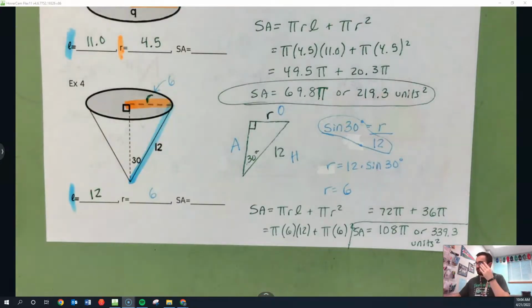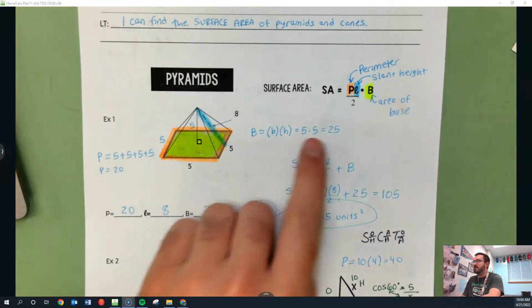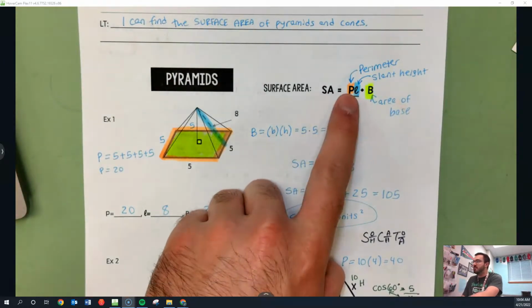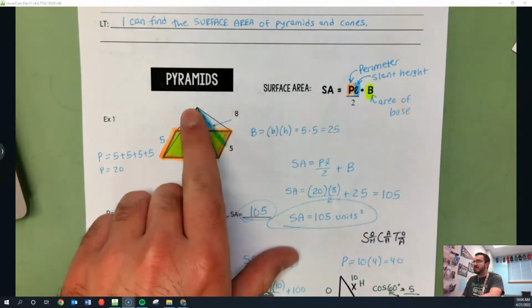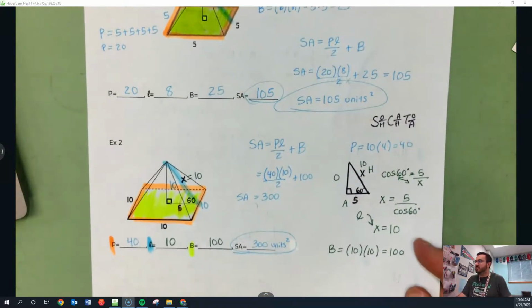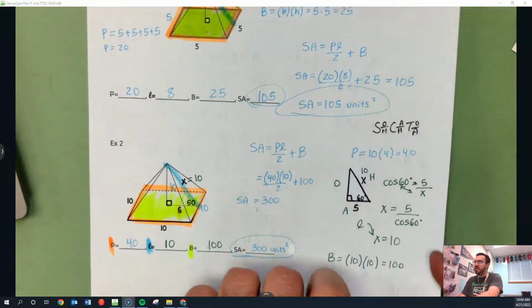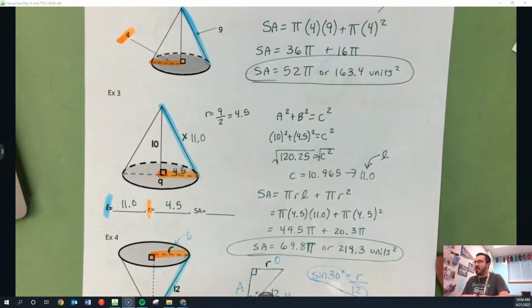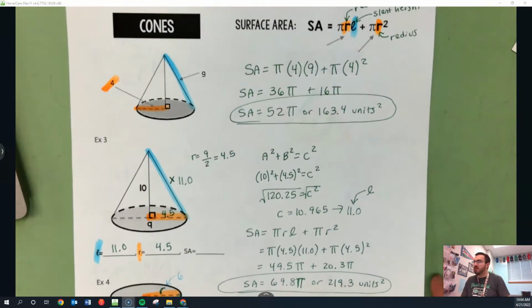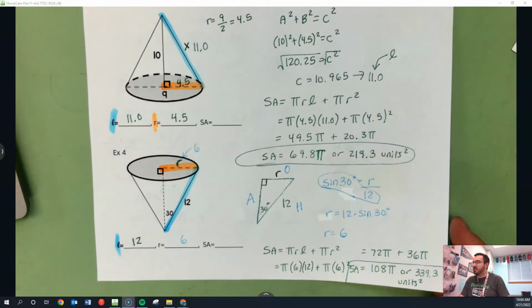Volume is cubed. Okay? So pyramids and cones. That's basically what you're learning about today. This was the formula. Remember, perimeter, slant height is the height that's slanted, area of the base. Shouldn't be too complicated there. Remember, you're going to use trig on occasion or the Pythagorean theorem. But guys, you totally got this. I believe in you. You're going to crush it.